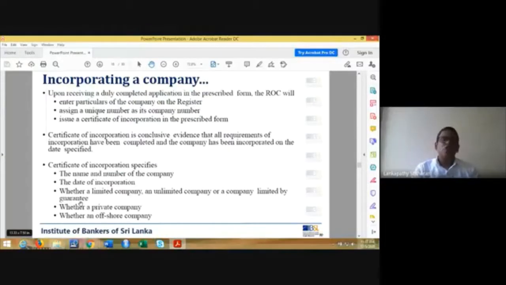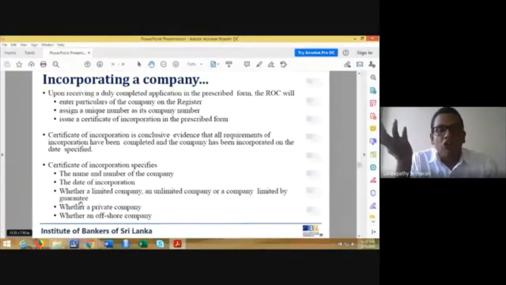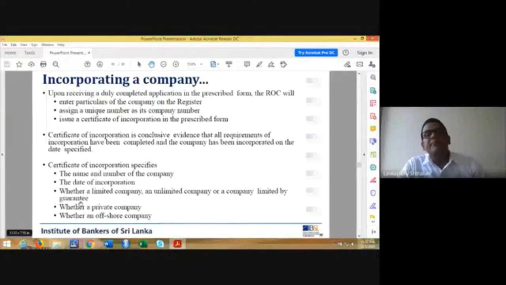As I told already, the company is sort of an artificial person. They have a unique name and a particular date of incorporation. Then there's a certificate of incorporation giving evidence that all the requirements of incorporation have been completed by the initial shareholders, and the company has been incorporated on the specific date. The certificate of incorporation specifies the name and number of the company.